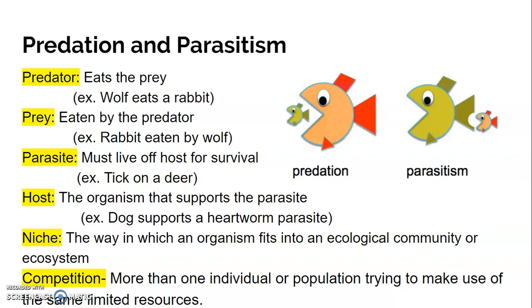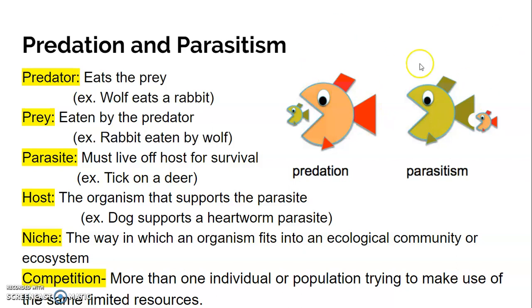And then a couple other words that we learned were niche, which is the way in which an organism fits into a community, so its job in the ecosystem. And then competition. More than one individual or population is trying to make use of the same limited resources. So if we're all in a house together and we're starting to run out of food, we are now in competition for each other, and we're going to have to outsmart each other and possibly fight for that food. And that's an example of competition, and that happens all the time in nature.